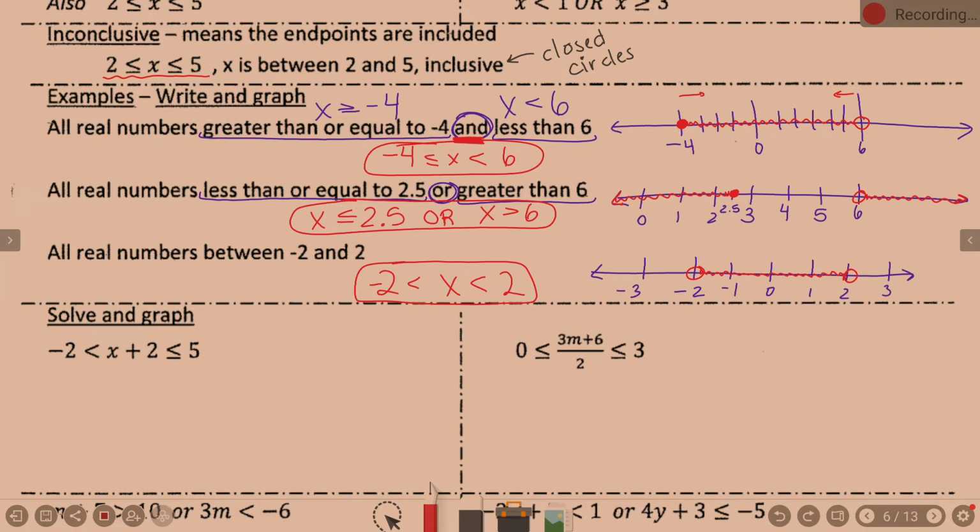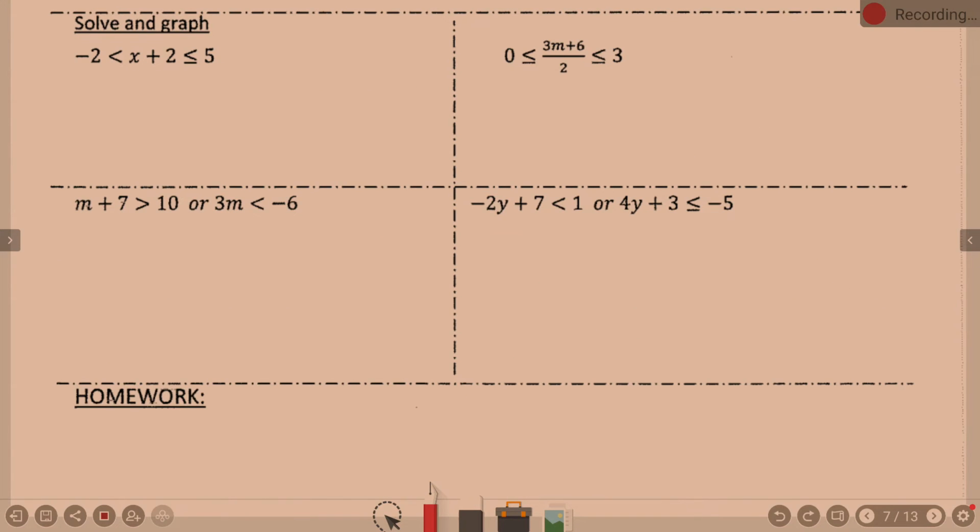Well, we've got 4 problems to solve down here. We've got to be able to solve these. Now, good news is you already have an idea of how to solve because the solving's not any different from the others. Okay? Are we ready to solve? I don't know if I'm going to have us graph these necessarily or not. We might just solve them. Negative 2 less than x plus 2 less than or equal to 5.